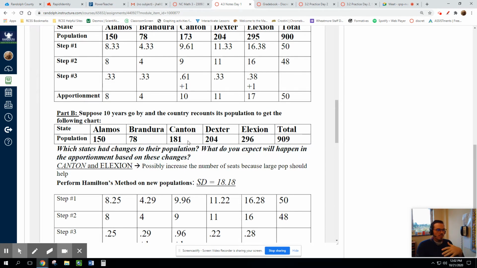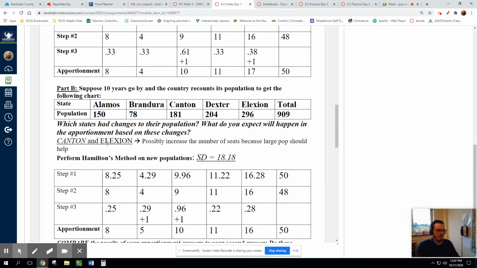Brandura is fine. Canton has gone up. Dexter is good, but Alexian has gone up as well. So Canton and Alexian have gone up, which are both the two countries that got the extra seats. So be mindful of that.